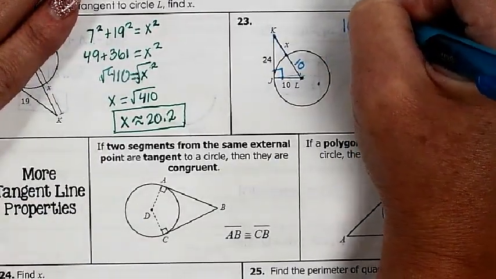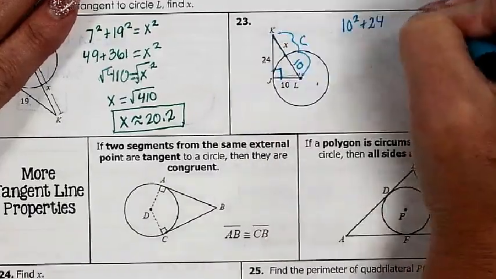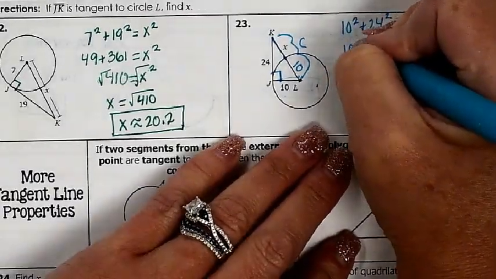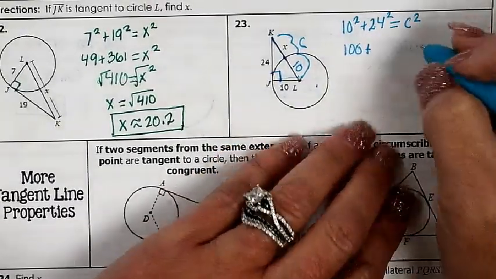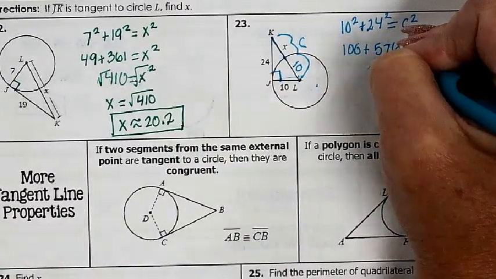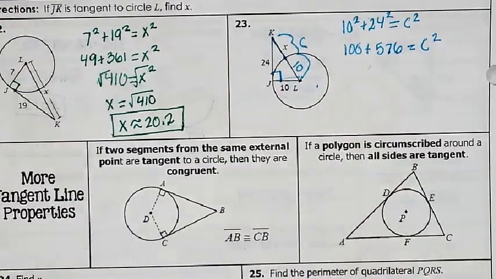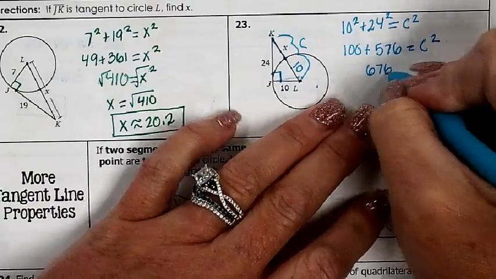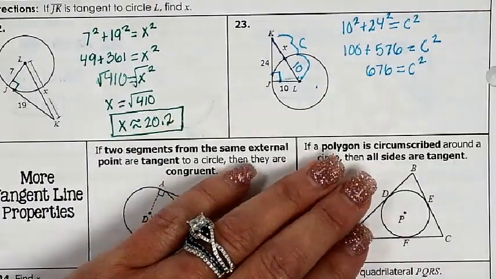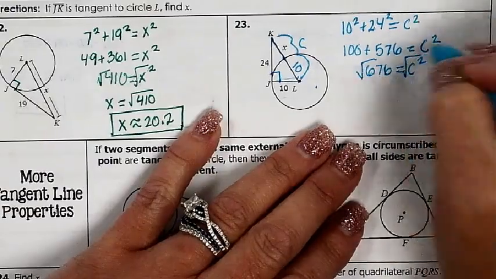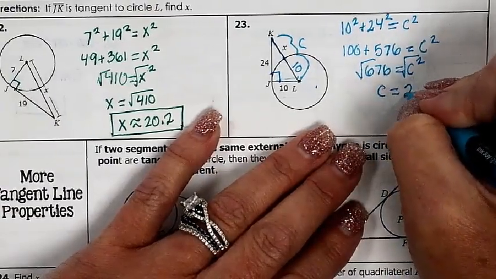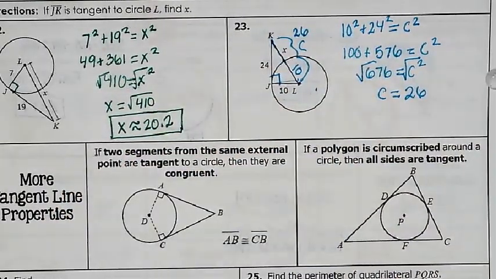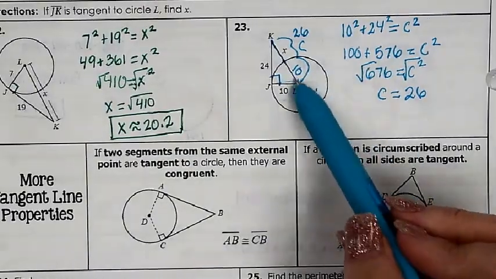So 10 squared is 100. 24 squared is 576. So when I add these together, we get 676 is equal to C squared. Then when I take the square root of that, it actually gives me 26. So this whole thing is 26. If this here to here is 10, what would x then be? What would my length of x be? 16.